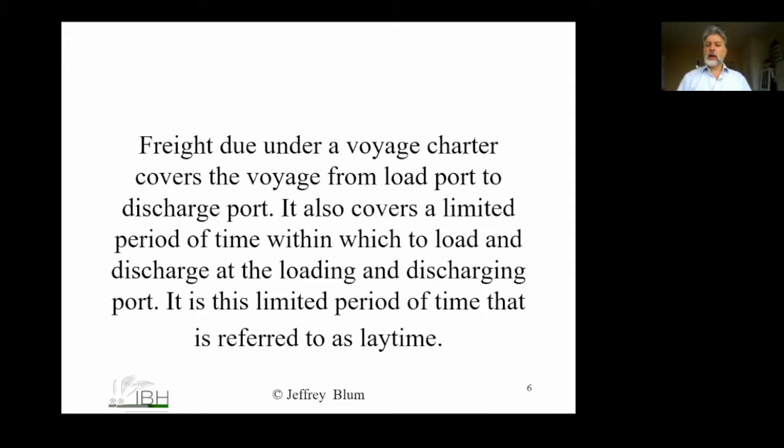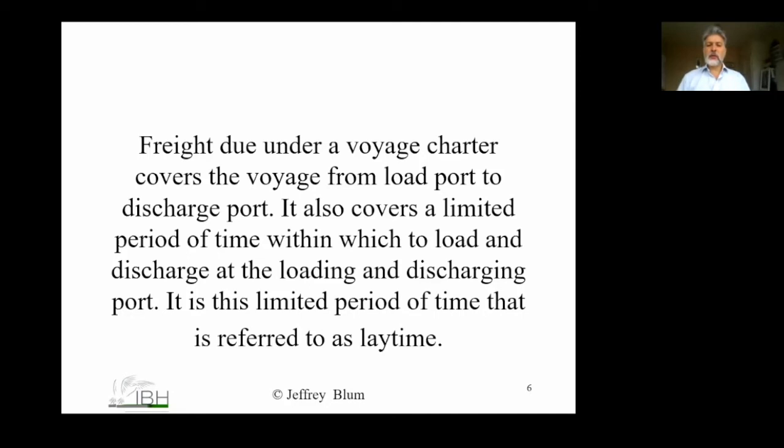And the charterers, the voyage charterers, are responsible for providing cargo, for choosing safe ports for loading and for discharging, and for arranging the loading and discharging operation. Exactly how that works, I will share with you later on. But the voyage charterers will pay freight, that is money, for the carriage of the goods. And the freight will include also not just the carriage from the load port to the discharge port, but it will also cover that limited period of time in those ports within which the loading and discharging will take place.